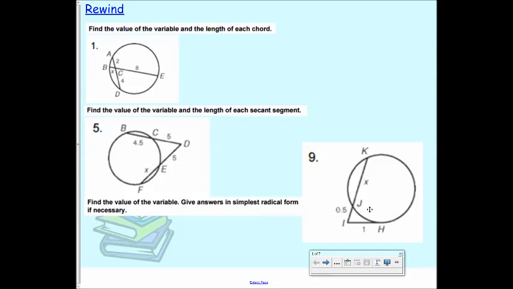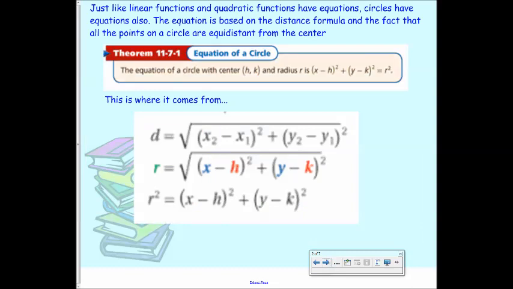Okay, so the last part that we're going to talk about today, the last section of this chapter, is going to be on equations of a circle. So just like lines and quadratic functions, just like all of those have equations, a circle also has an equation.